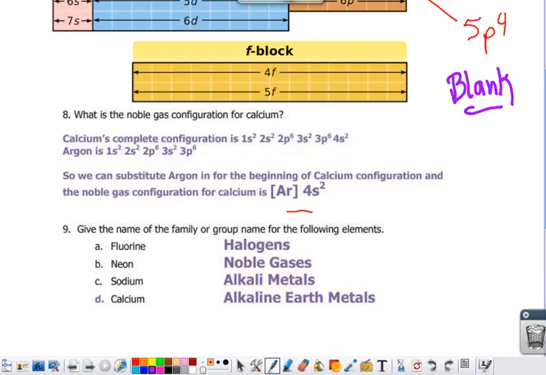What else do we have here? Give the name of the family. Those are the names of the families that those elements are in. All right, fantastic.